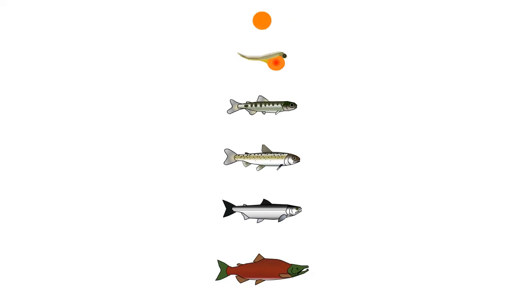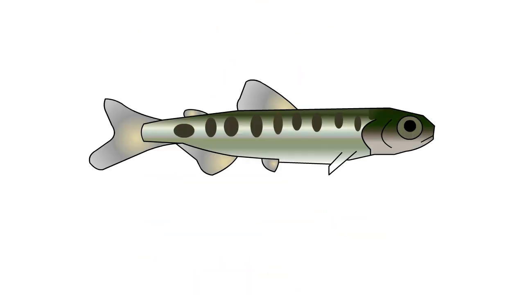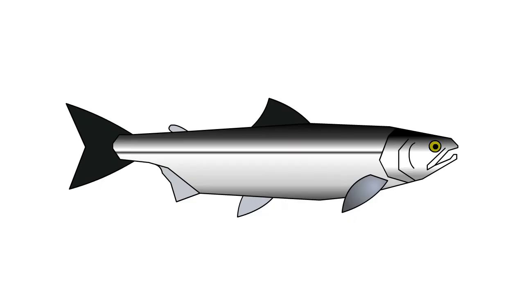Salmon go through 6 different stages in their life cycle: egg, alevin, fry, smolt, adult, and spawner.